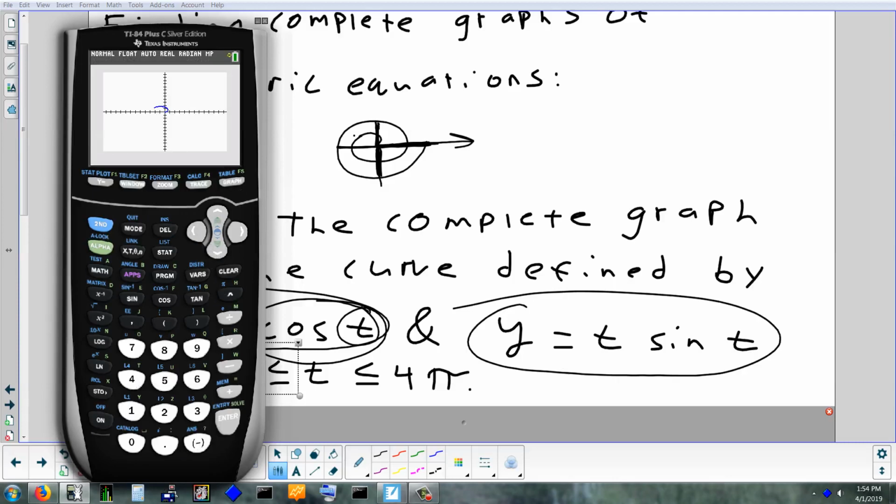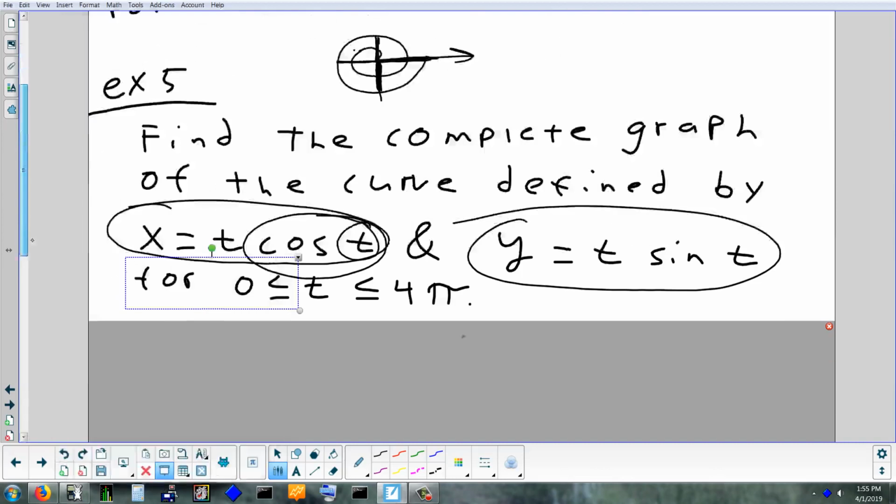Hit graph. Here's one revolution of the spiral. Notice the arm is getting bigger, and it reaches its biggest. I just barely have enough room on my x max. So maybe I should make my x max 13. That's pretty good. Okay, so that's a spiral.